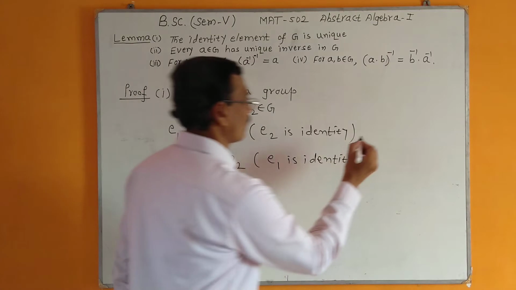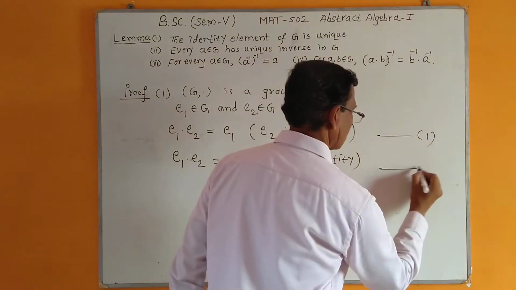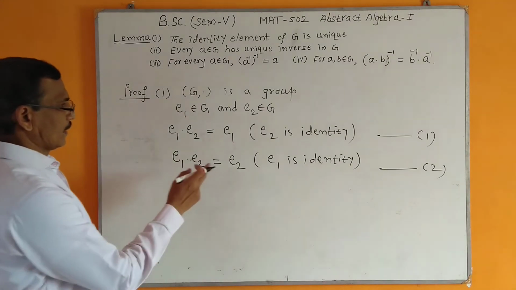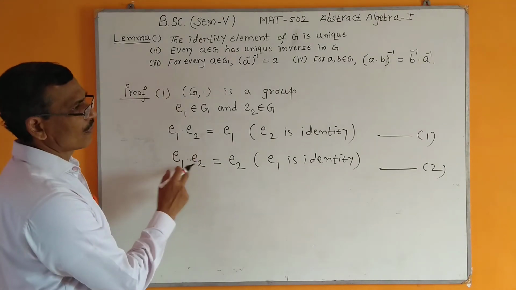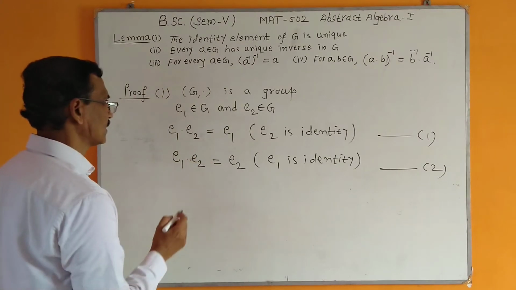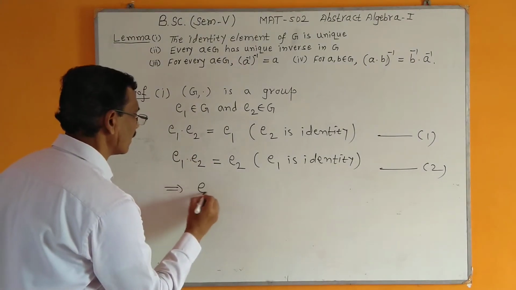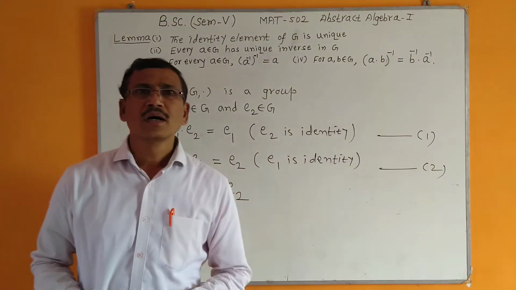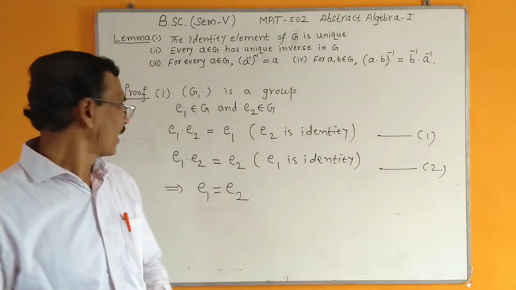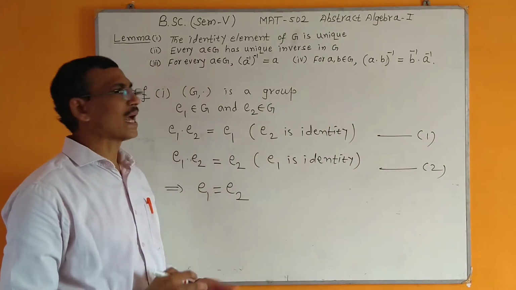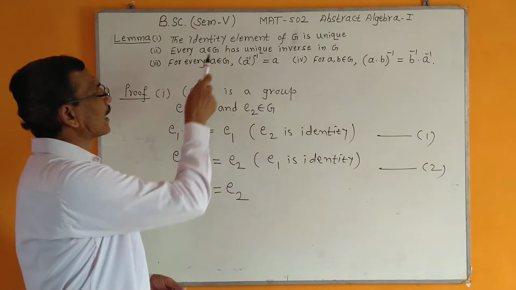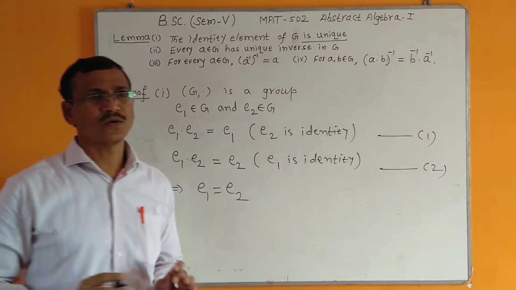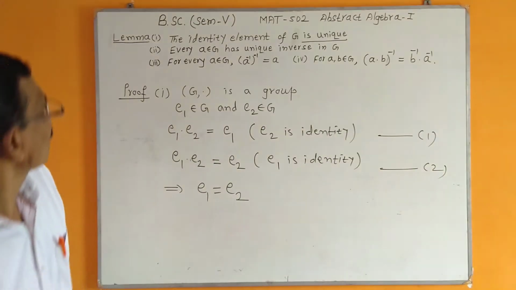Now, if we consider this as the first equation and this as the second equation, then the left hand sides are the same, so from equations 1 and 2 the right hand sides must be the same. This implies e1 is equal to e2. That means two identity elements e1 and e2 are equal, so in a group G there exists a unique identity element.